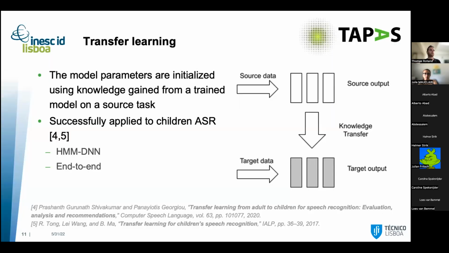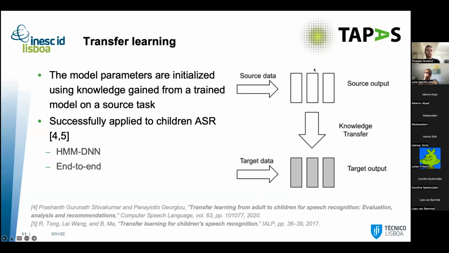The first one, I suppose everybody knows, is very well known in the community right now: transfer learning. I'm just going to quickly recap what it is. Mostly you have a target and a source task. The source task is well defined, and the target task is low resource, for instance. In our case, it's children's speech recognition. You initialize the weights of your target task using the weights of models pre-trained on a source task.